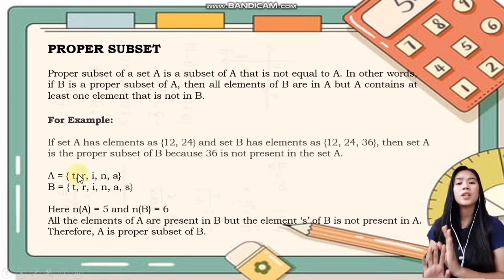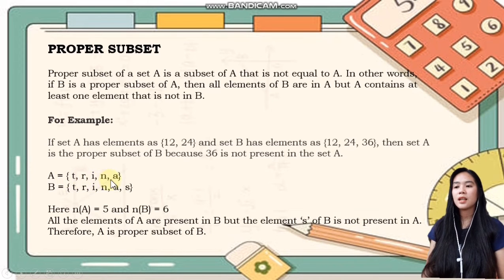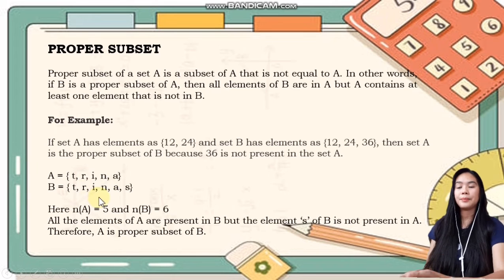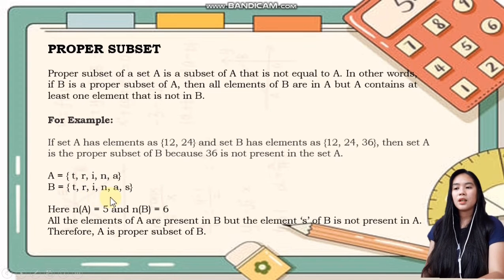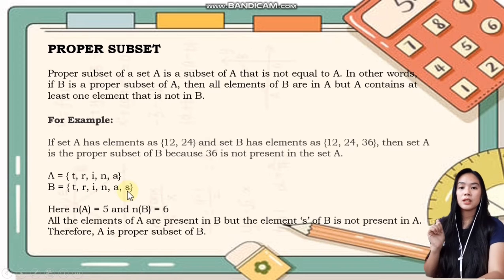Ayan, lahat daw ng elements meron ang set A ay nasa set B. Pero, mayroong isa or iba pa na elements ang B na wala sa set A. Kaya tinawag natin na A is a proper subset of B.